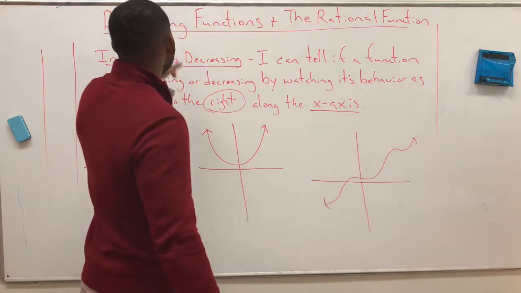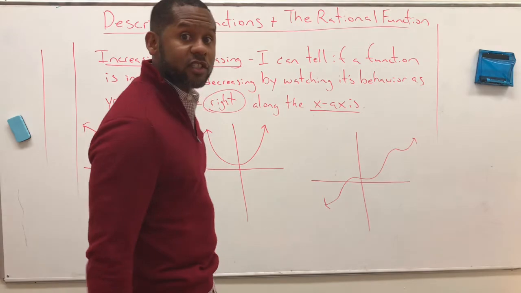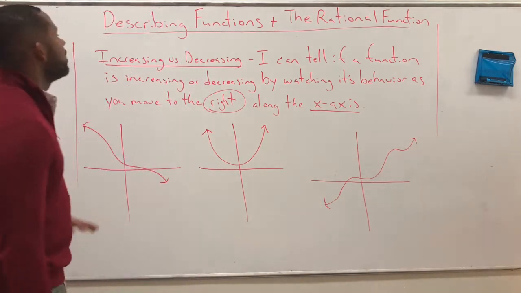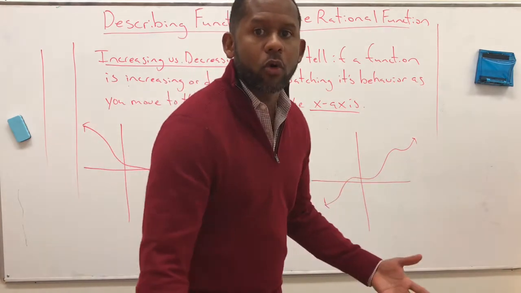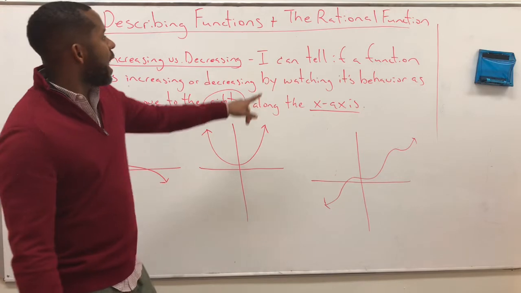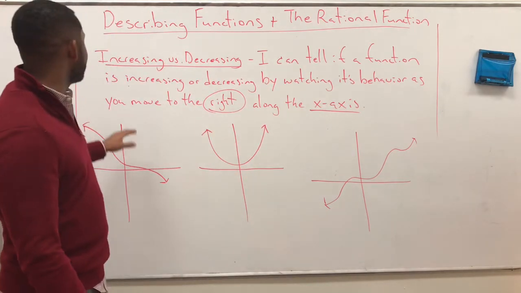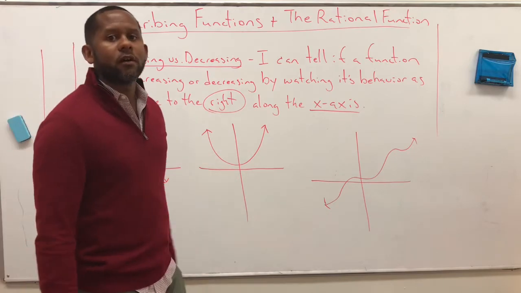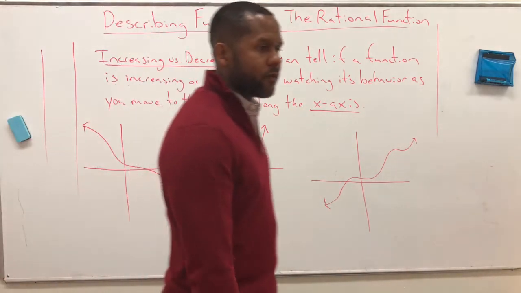Okay. Describe your functions and the rational function. So this first part is just gonna be about describing functions. The main thing I want to talk about is how do you tell if a function is increasing or decreasing. Okay. So increasing versus decreasing. I can tell if a function is increasing or decreasing by watching its behavior as you move to the right along the x-axis. All right, so pause that, write that down, draw these different pictures.